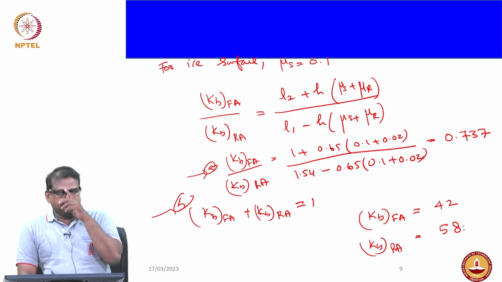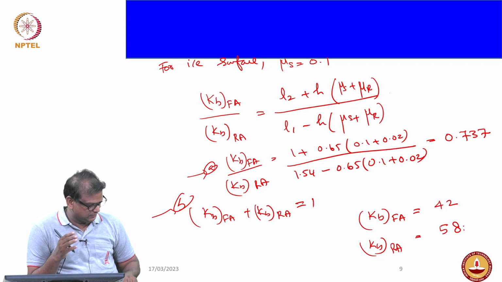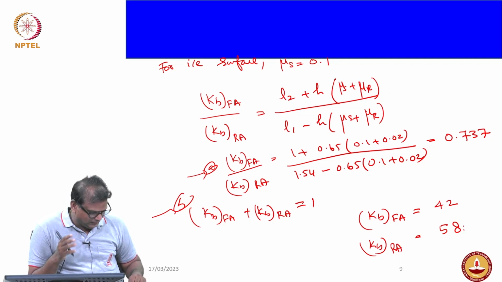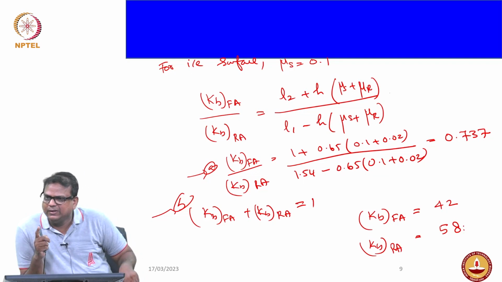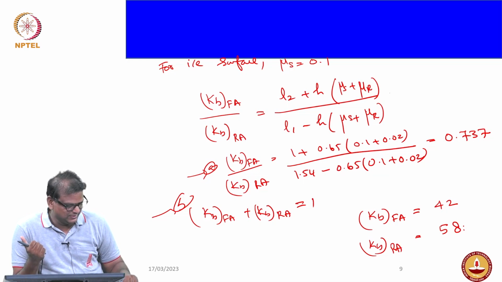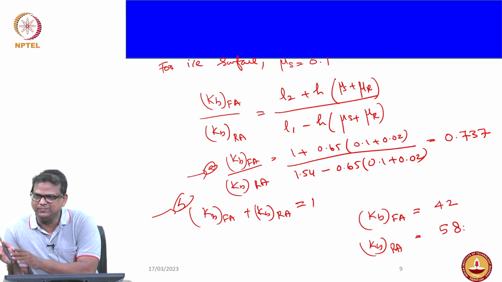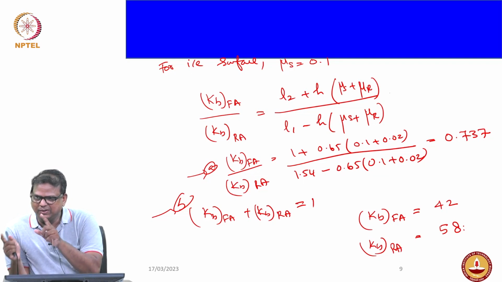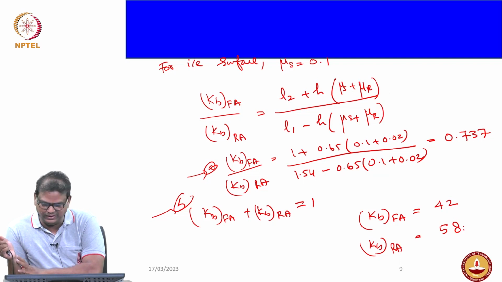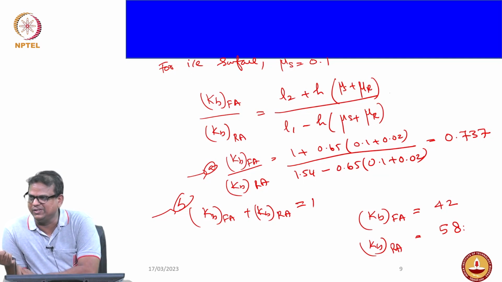Look. So earlier what was the value we got when you have a concrete surface, mu s of 0.85? There your distribution of the KB front axle was 62, right, rear axle was 38. Now the moment you change the surface condition, the road adhesion value, the distribution also will change.